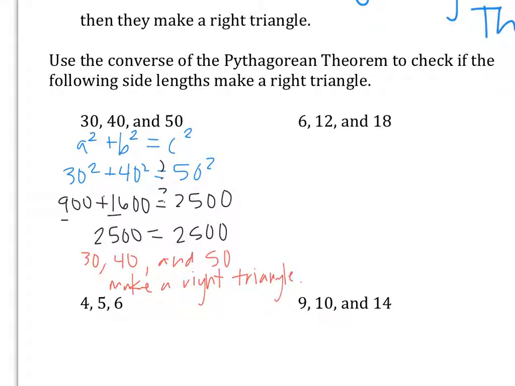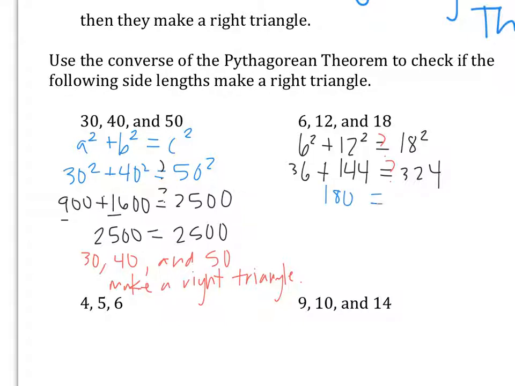Okay, let's look at the second example. Let's start out with A squared plus B squared equals C squared. That would be 6 squared plus 12 squared equals 18 squared. And again, we can put a question mark here. 6 squared is 36. 12 squared is 144. And does that equal 18 squared, which is 324? So 36 plus 144 is 180. Does that equal 324 with a question mark?